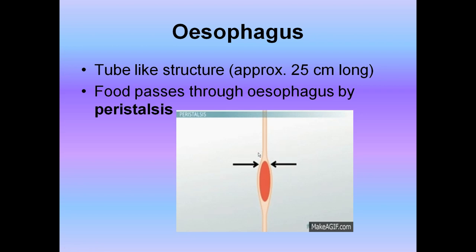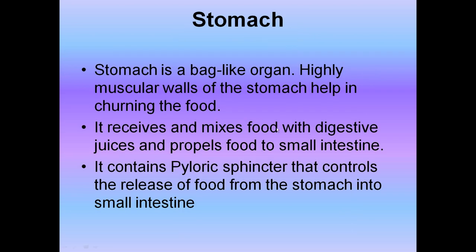Got it? Now, come to the stomach part. Stomach is a bag-like organ with a highly muscular wall, which helps in churning of the food substance. Why is churning of the food substance required in the stomach? Stomach has various types of digestive juices. We will discuss them later on, but these digestive juices need to be mixed properly with the food coming from the esophagus in a ball-like structure, as we have seen. That is required.